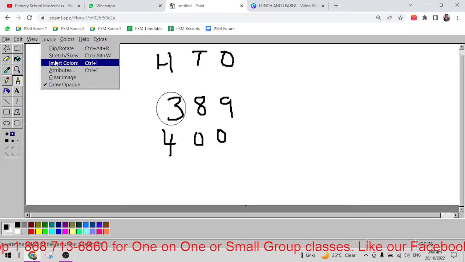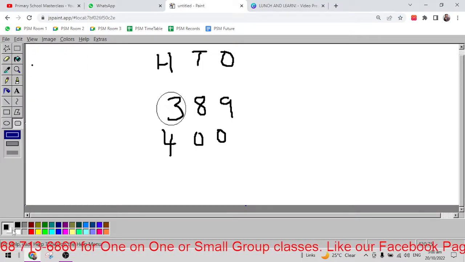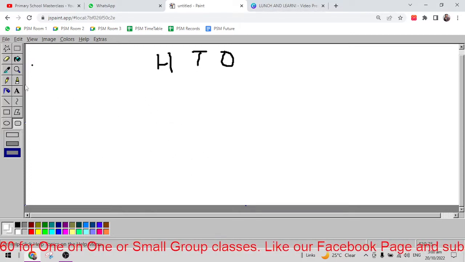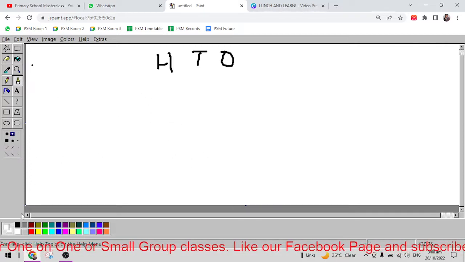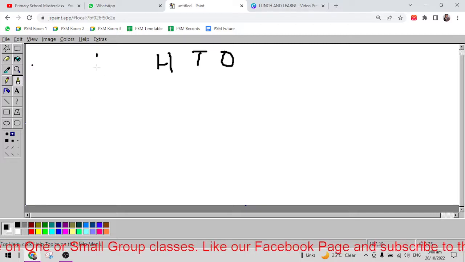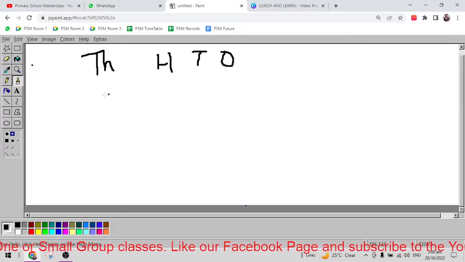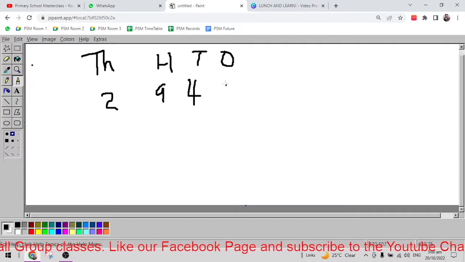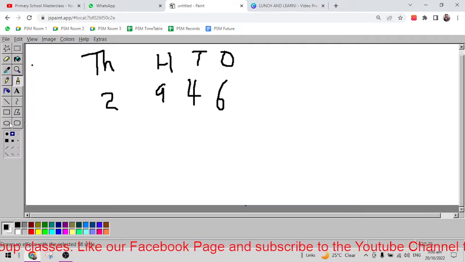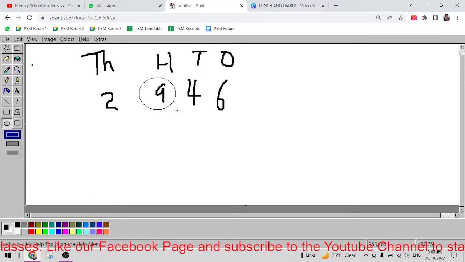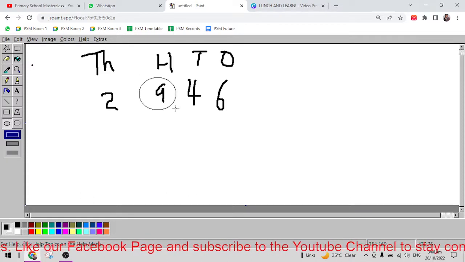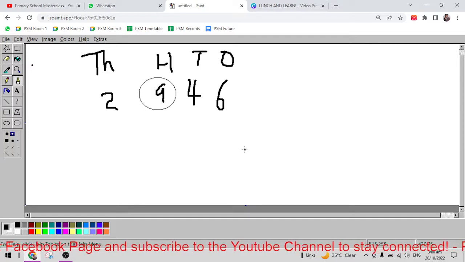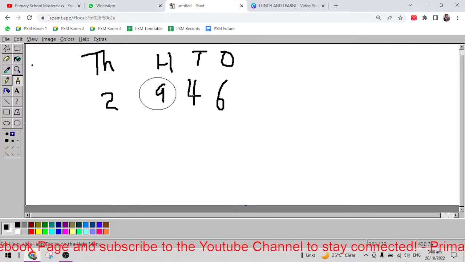D, we have 2,946. Let's go. I need to put another column here, thousands. So I have 2,946 rounded up to the nearest 100. The number in focus is the 9 because the 9 is under the hundreds column. And I'm gonna look at the number next to it. The next number is gonna be 4.